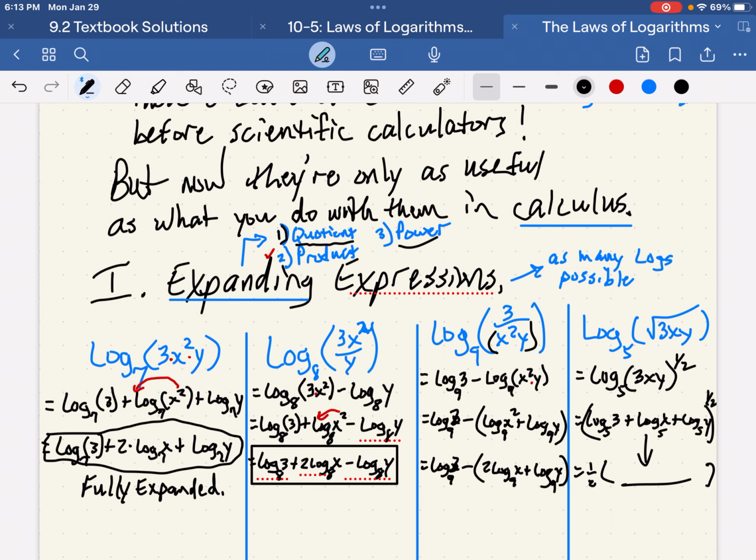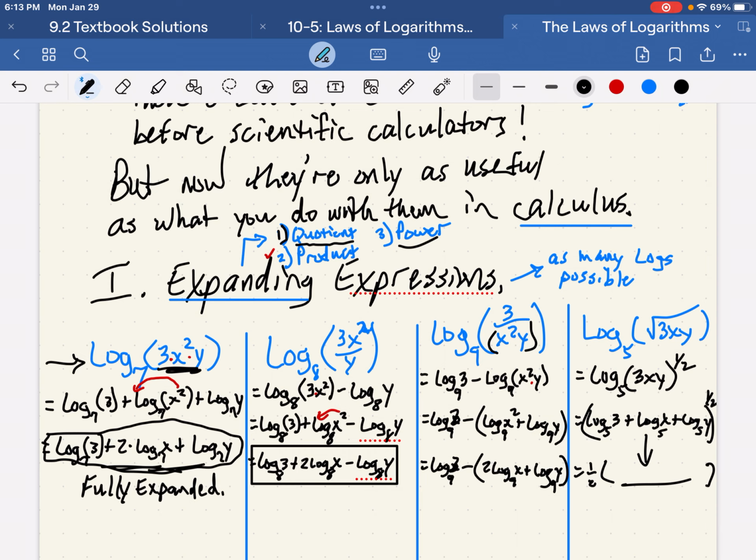Okay, so future calculus students, being able to expand an expression will be essential in a couple of chapters. You do not want to do calculus on a singular log that has gobbledygook inside of it. Your teacher will tell you you need to expand it first. It'll make your life easier. Now, here's the irony, future calculus students.